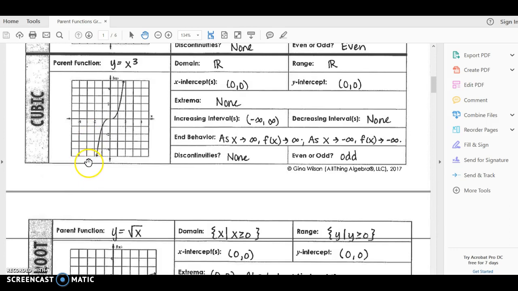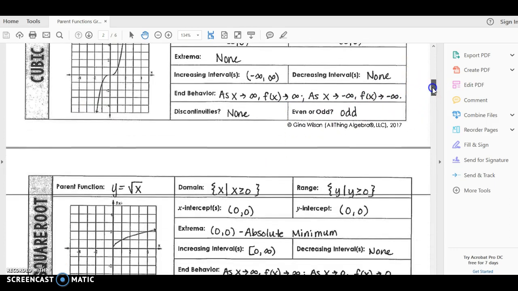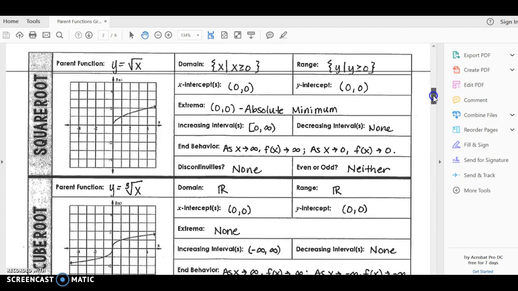Where does it increase? If I trace it from left to right, I'm tracing the whole thing is going up, so it's increasing from negative infinity to positive infinity, so that means it's not decreasing anywhere. All right, as x goes to positive infinity, y goes up, so positive infinity. As x goes to negative or left, negative infinity, y goes to negative infinity as well, okay? Remember, your f of x is just the same thing as y. So what does y do as x does this?